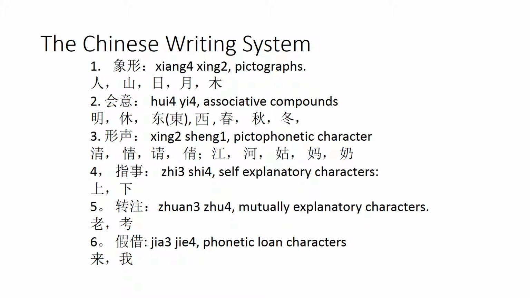The next type of character is 转注字, mutually explanatory characters. 老 and 考, they look very similar. 老 means master, teacher. It can also mean old. 考 means give exam. So they are related characters, mutually explanatory. That's why they look like each other, because the teachers give exams. The last type is 假借字, or phonetic loan characters. It's borrowed from foreign sources because of the sound verisimilitude.